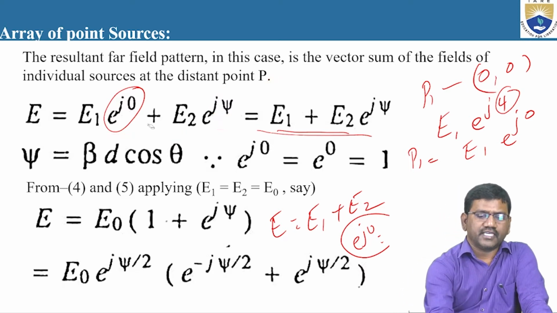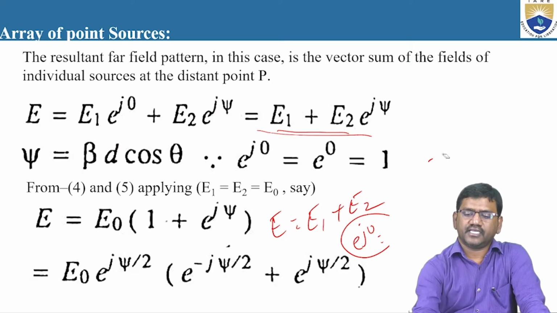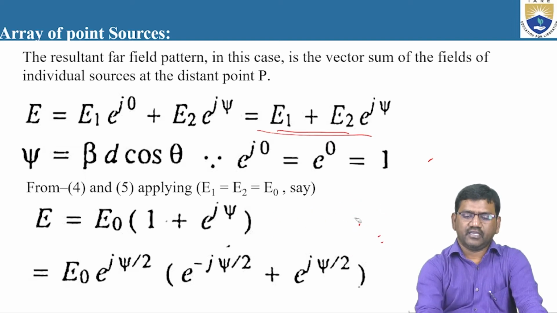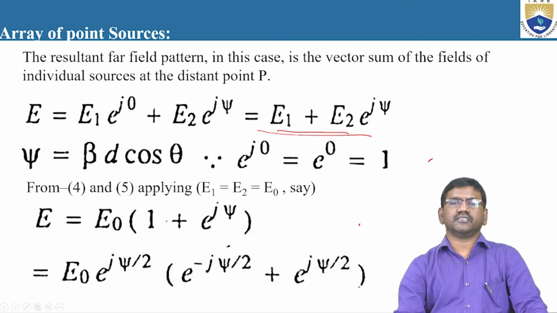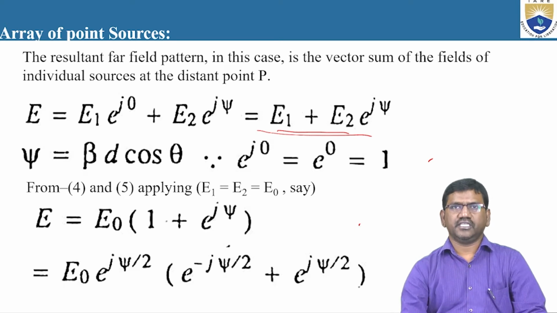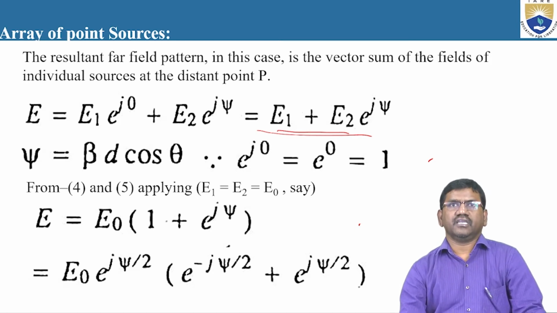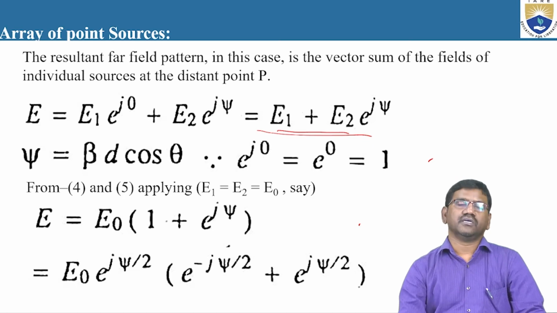And already we know that psi, the phase angle, is given by the function beta d cos theta. So psi, the phase angle between any 2 point sources, is given as beta d cos theta. Beta represents the propagation constant, that is 2 pi by lambda, and d represents the distance between the 2 point sources. D cos theta represents the path difference between the 2 point sources.